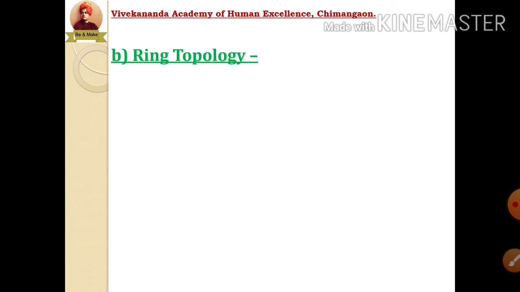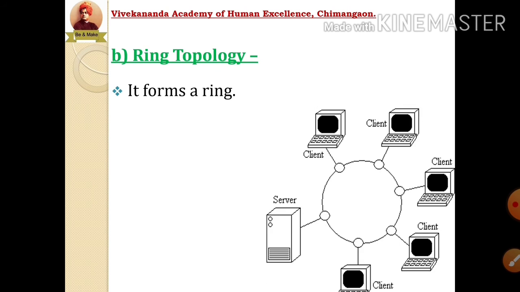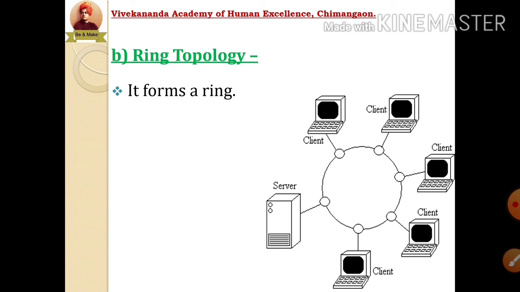Now moving to the next topology, that is ring topology. Why is it called a ring topology? Because it forms a ring. I will show you the diagram over here. This is how the ring topology will look. It forms a ring in a circular way. The computers are connected with each other. The clients are nothing but the workstations, and the server is a file server which is used to share the information among all these clients.